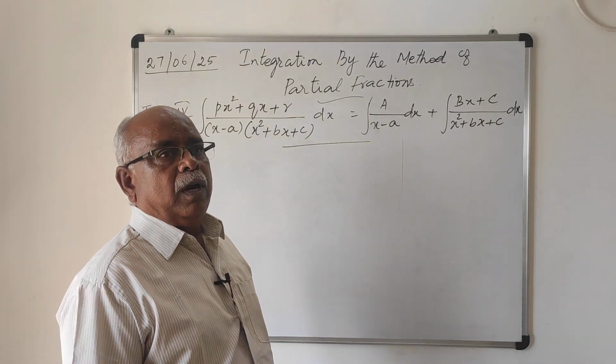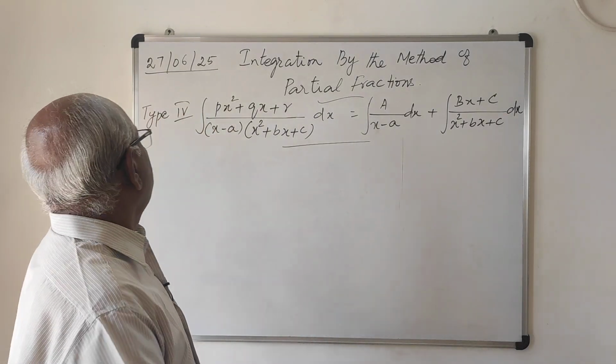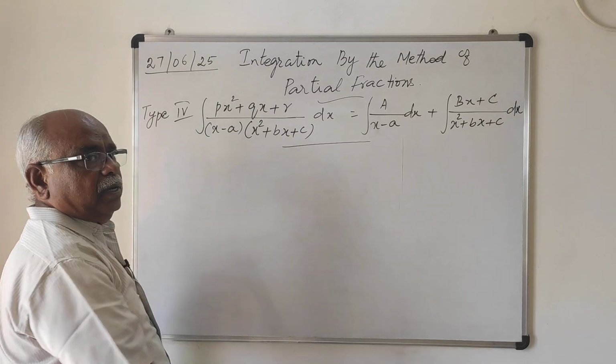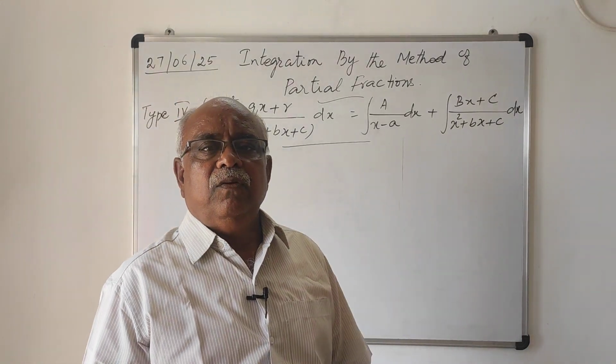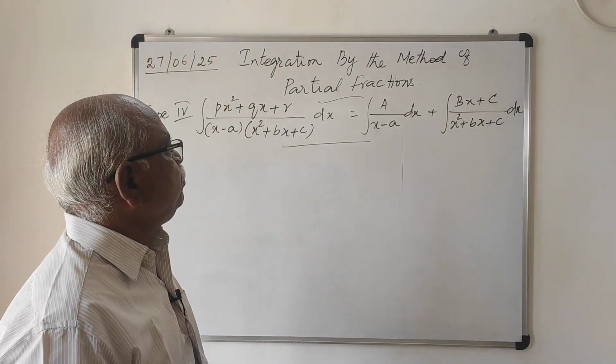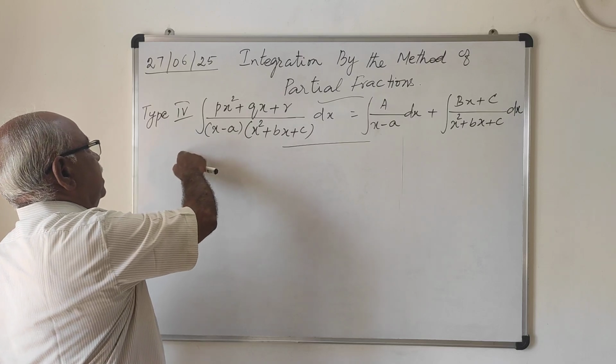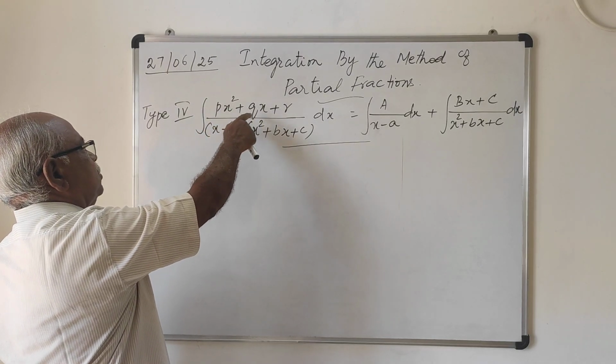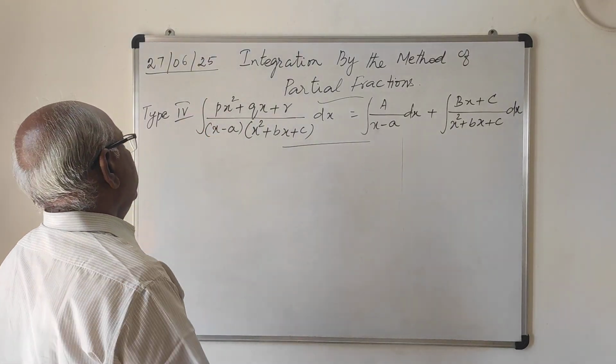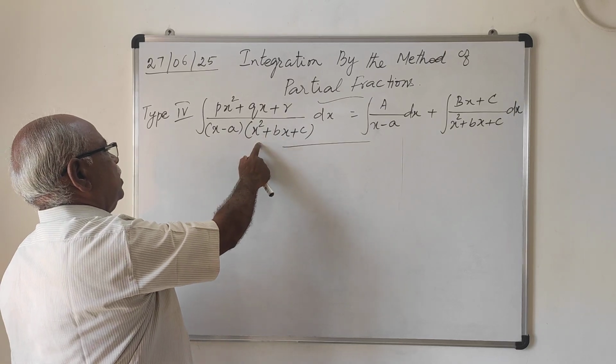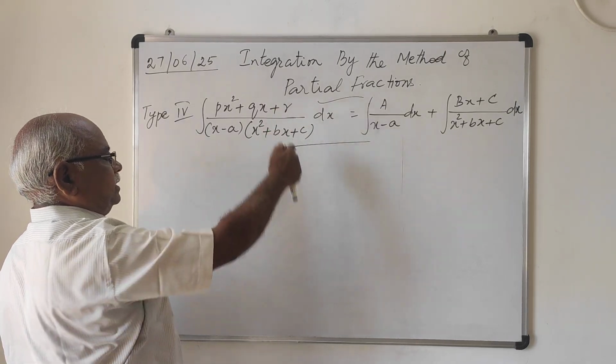Already we have solved 3 types in the method of partial fractions. Then the 4th type is of the form integral of px square plus qx plus r divided by x minus a into x square plus bx plus c dx.